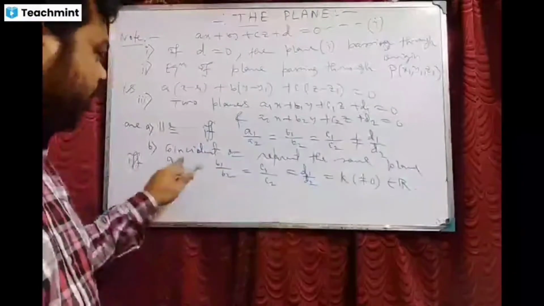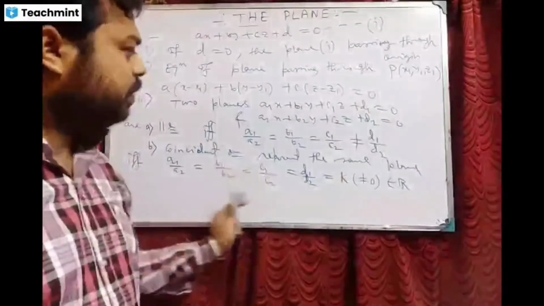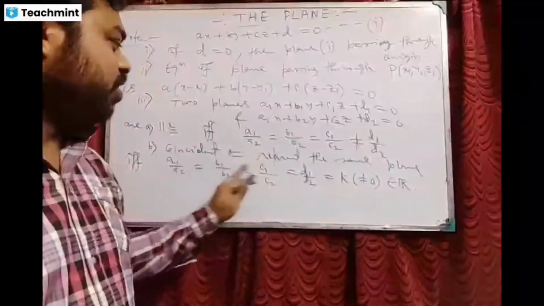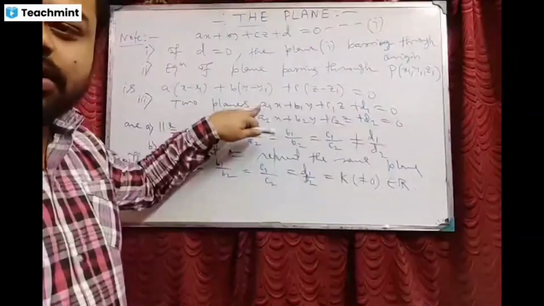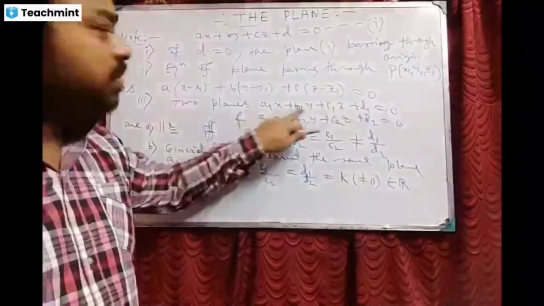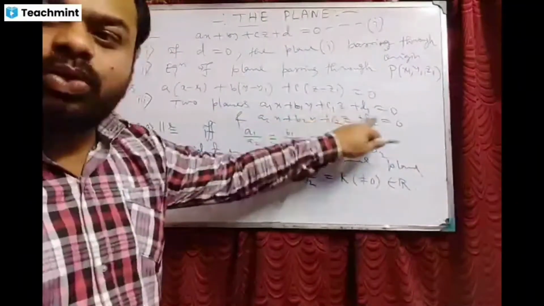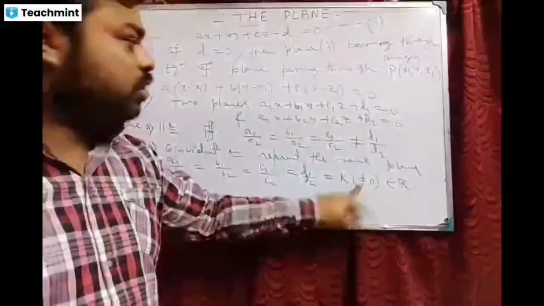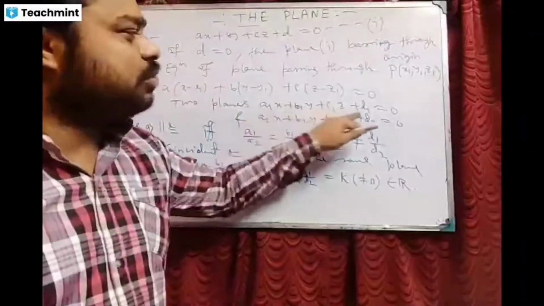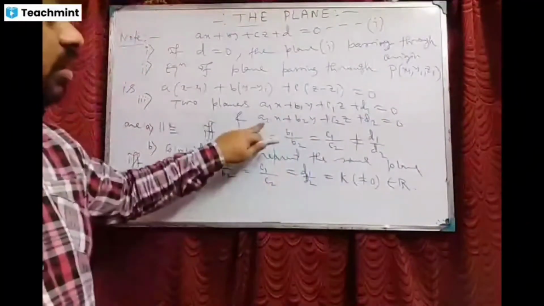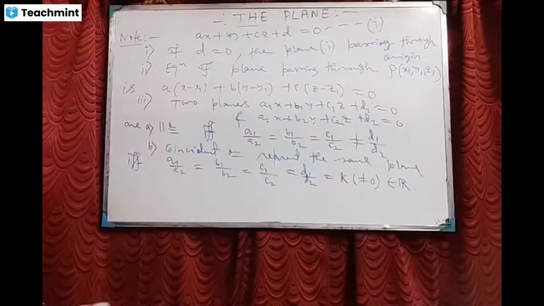That means A1 is A2k, B1 is B2k, C1 is C2k, D1 is D2k. So putting the values of A1, B1, C1, D1 in the first equation, you will get k times (A2x plus B2y plus C2z plus D2) equals to 0. Since k is non-zero, you will get A2x plus B2y plus C2z plus D2 equals to 0, which is equation 2. That is the second plane. So the planes are same.